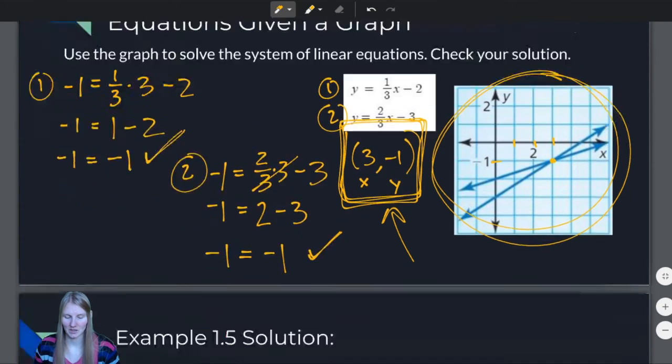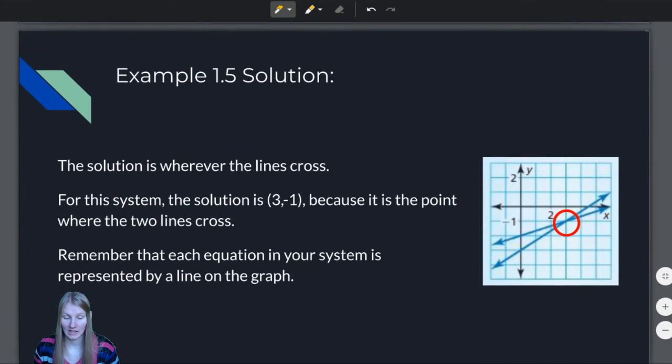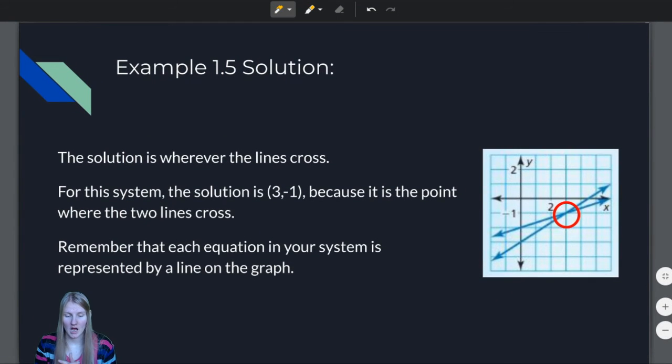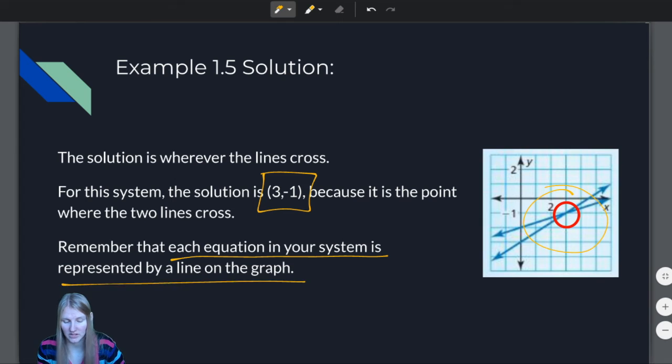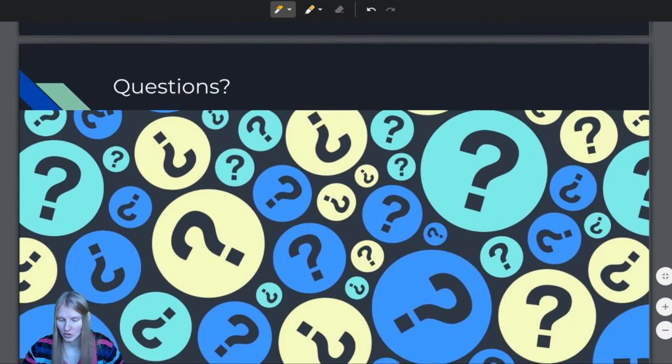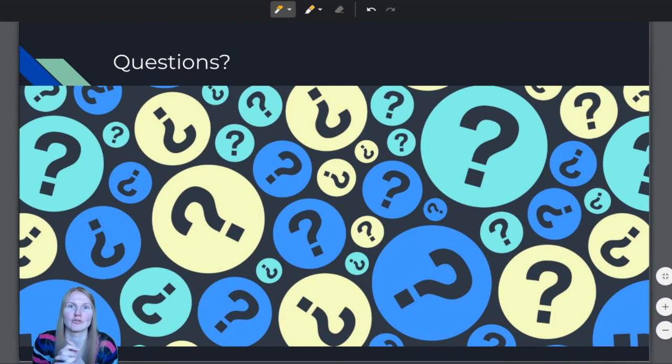Awesome. Okay, so now let's check our answer. Example 1.5, solution. The solution is wherever the lines cross. So for this example, the solution was 3, -1, because it is the point where the two lines cross. So remember that each equation in your system is represented by a line on the graph. All right, let's go ahead and move on to assessing our understanding.